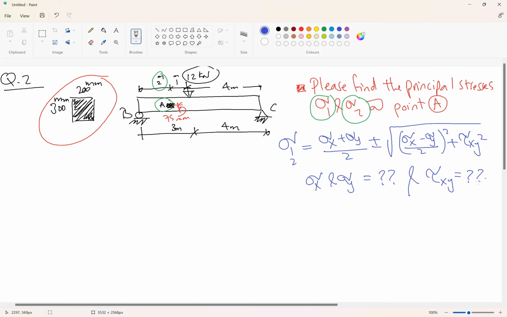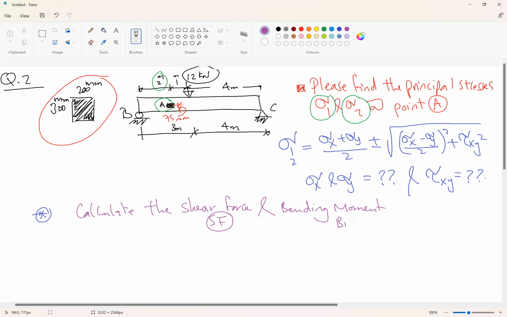To find these stresses, our first step is to calculate the shear force SF and bending moment BM at point A.